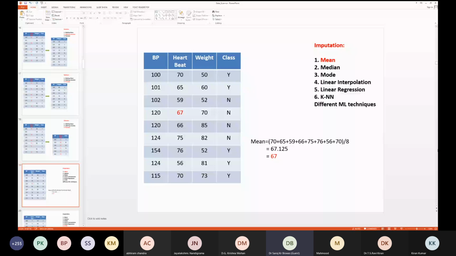That means we are going to create the data here. So now the question is how this data can be created. Data can be imputed using different techniques. These are the techniques: we can use the mean, the median, the mode, linear interpolation, linear regression, KNN, and different kinds of machine learning algorithms. Many people are doing their PhD in data imputation, because you can propose new algorithms for data imputation, right?